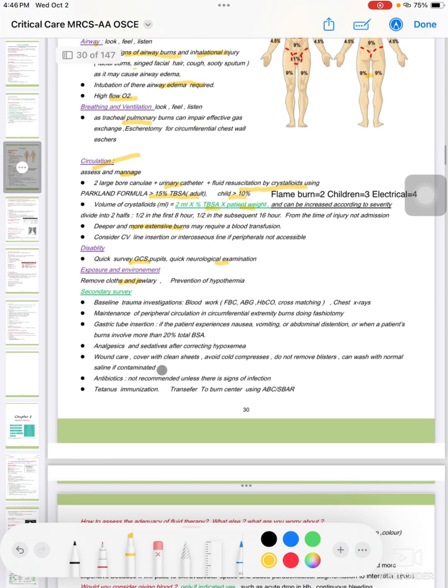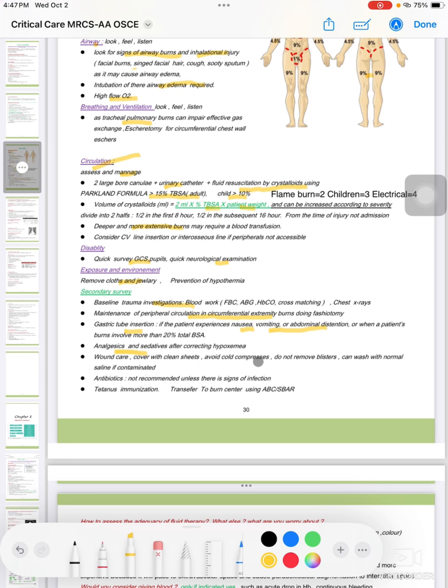Now we have to follow the secondary survey, such as baseline trauma investigations, such as blood work, full blood count, arterial blood gas analysis, and chest X-ray. Maintain peripheral circulation in circumferential extremity burns, doing fasciotomy. Gastric tube insertion in case of nausea, vomiting, or abdominal distension, or when the burn is more than 20% of total burn surface area. Analgesics and sedatives are given after correcting hypoxemia.